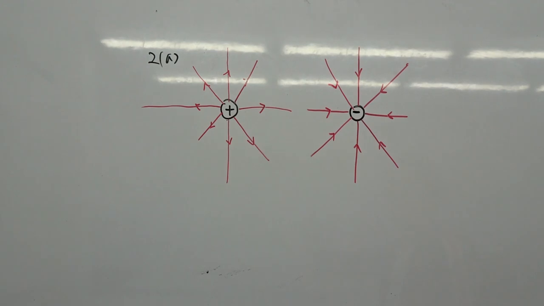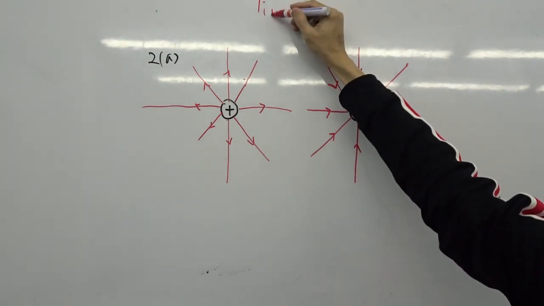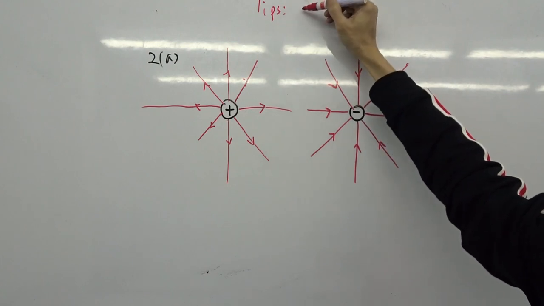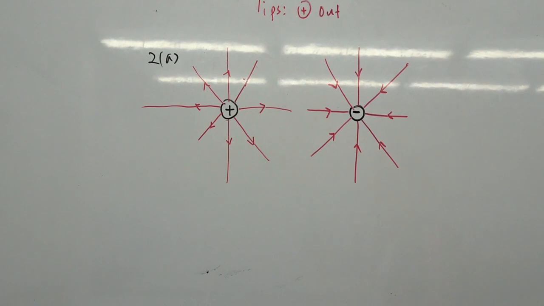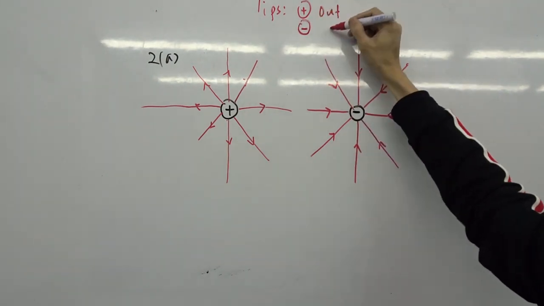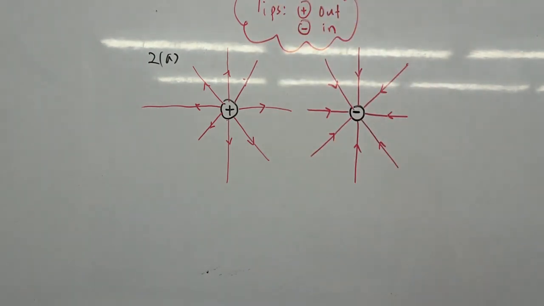Okay, 如果你们要 tips 的话, 你们 tips 啊. Positive 是, 记得, positive 是 out. Negative 是 in. Okay, 把这个抄在 right hand side 小小个 tips.